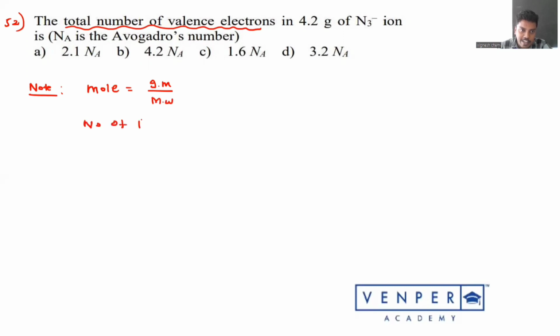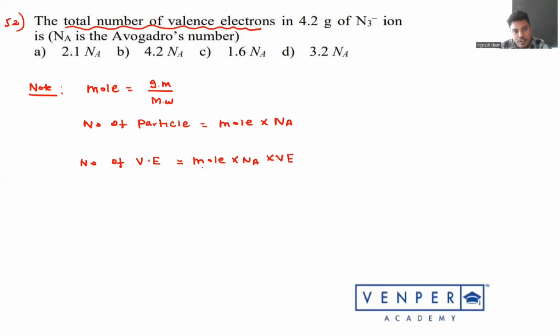They are asking the number of particles. Number of particles means mole into Na. They ask you the number of valence electrons, right? Therefore, the number of valence electrons is equal to mole into Na into valence electron.